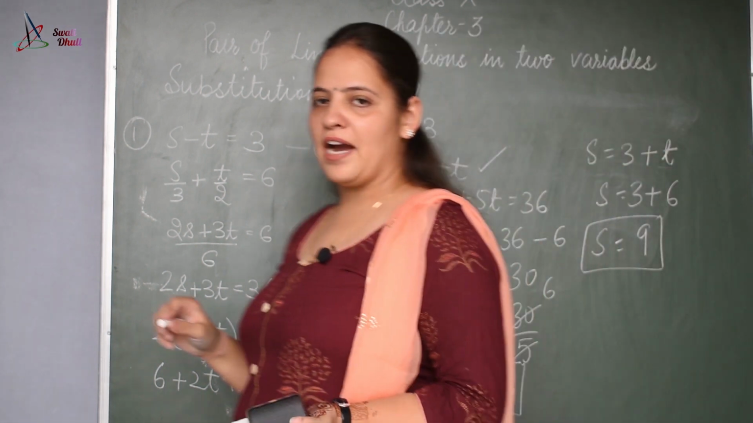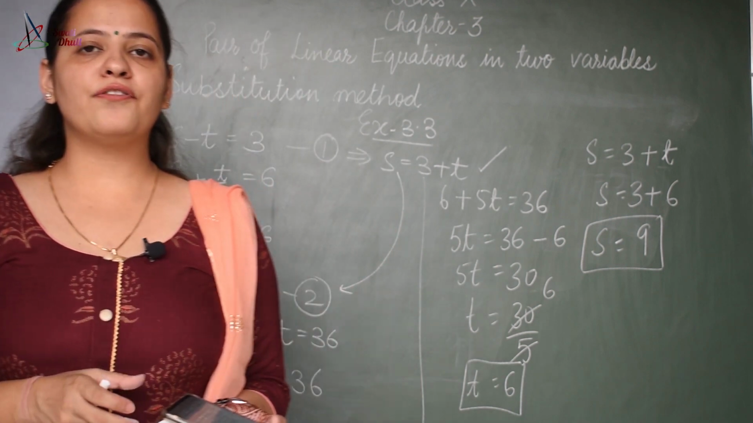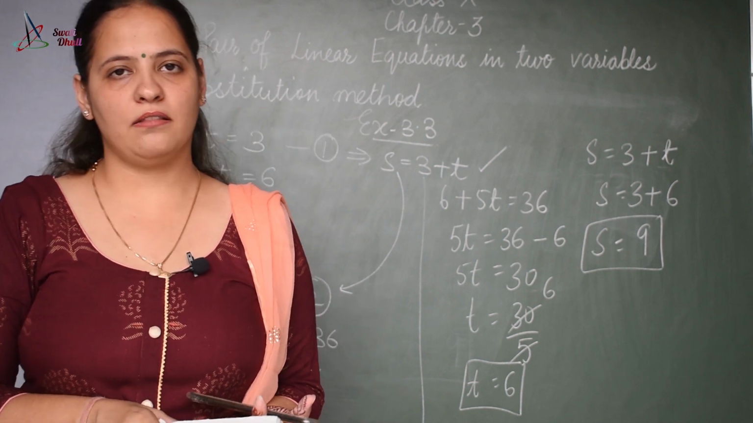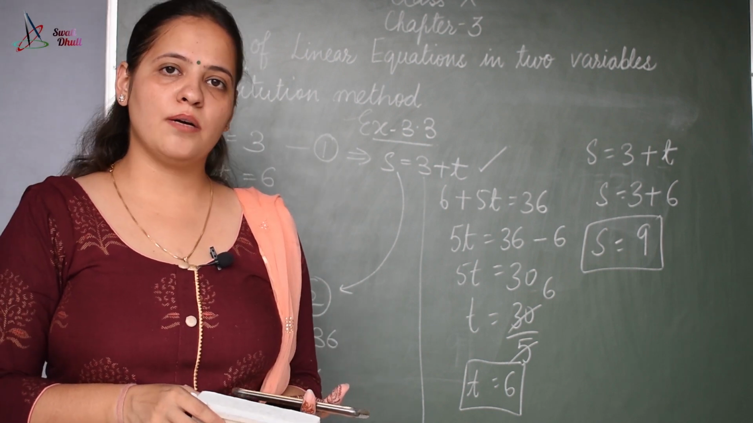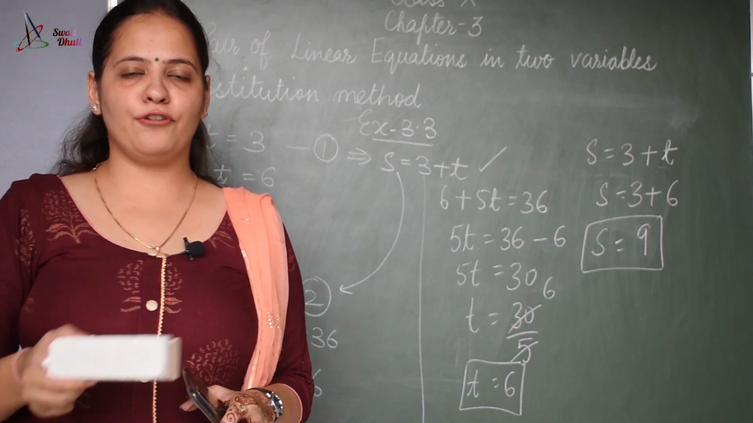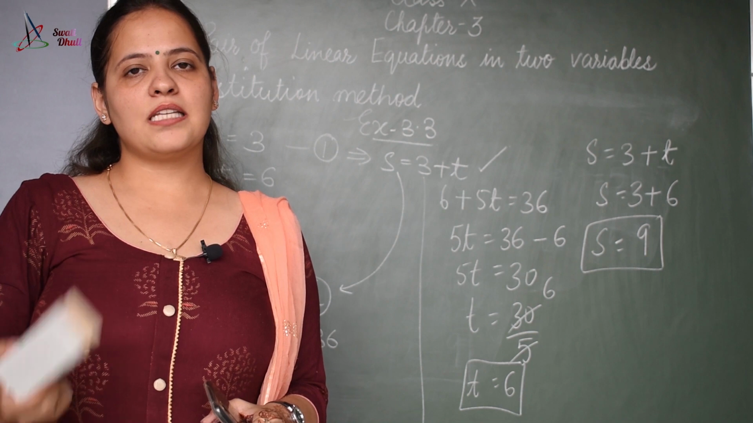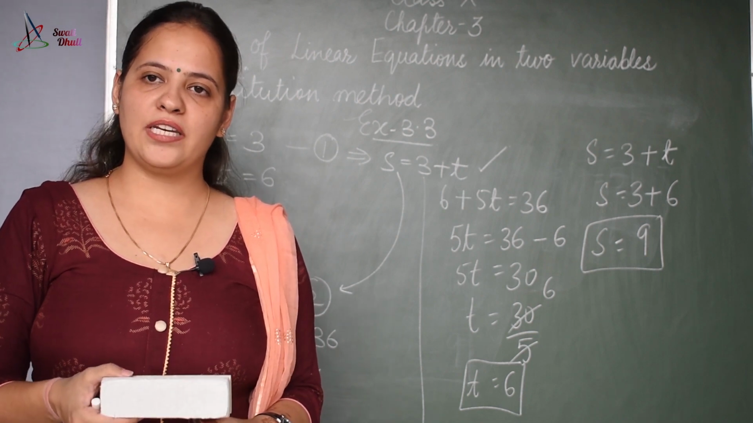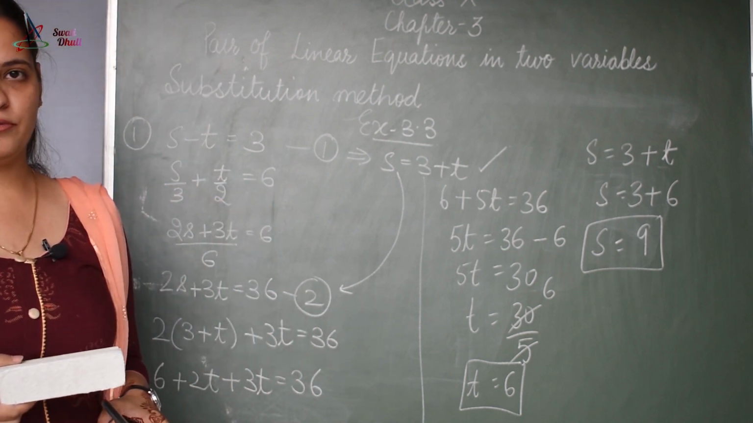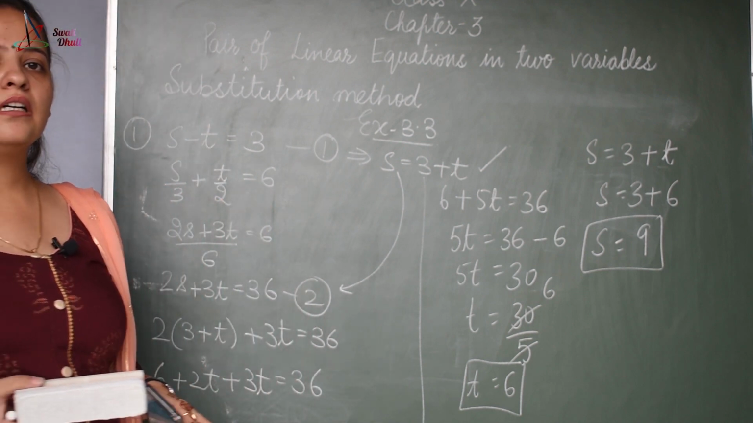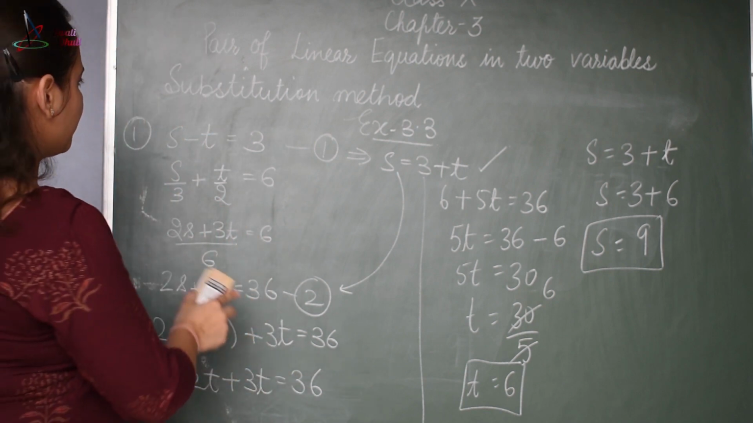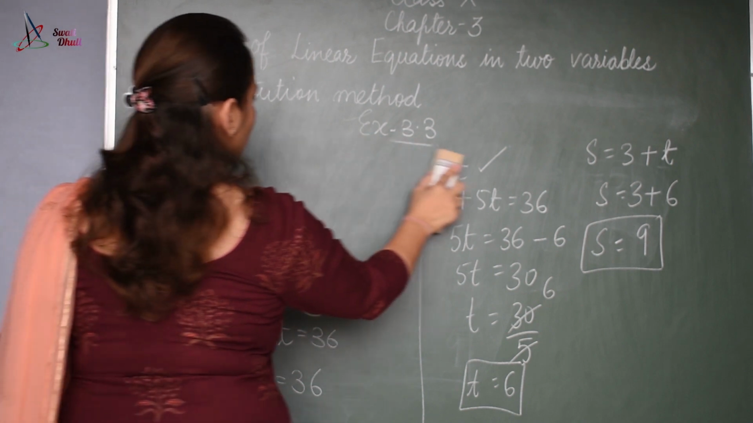This is how we can find out the solution of the pair of linear equations in two variables by substitution method. So you can solve question number 1 like this only: find out the value of one variable from one equation and then substitute the value of that variable in second equation and then solve for both the variables. Then you can find out the solution of the linear equations. Now let's proceed to question number 2.